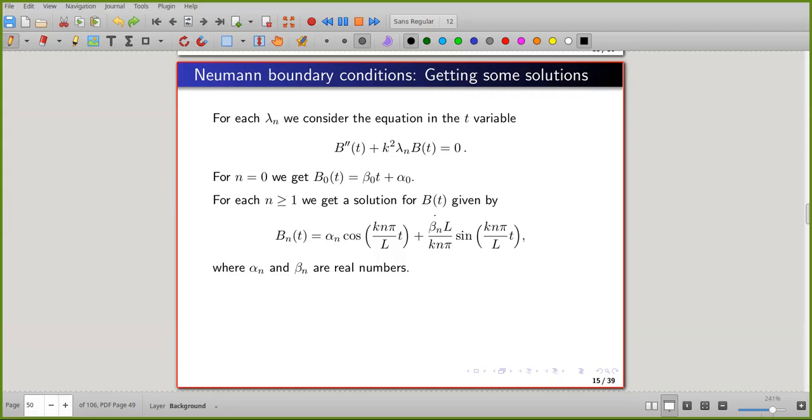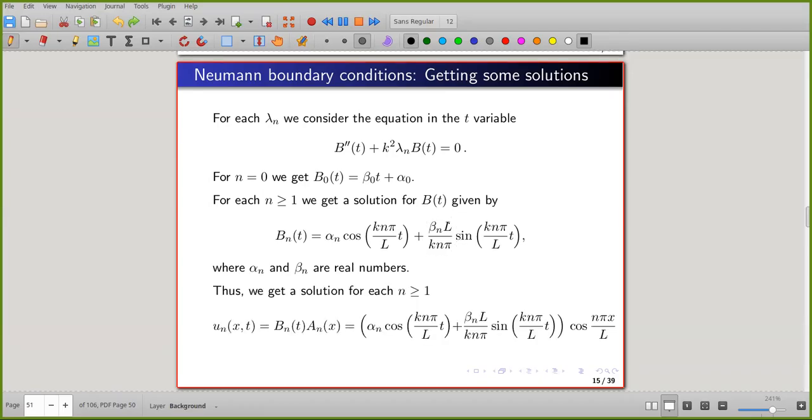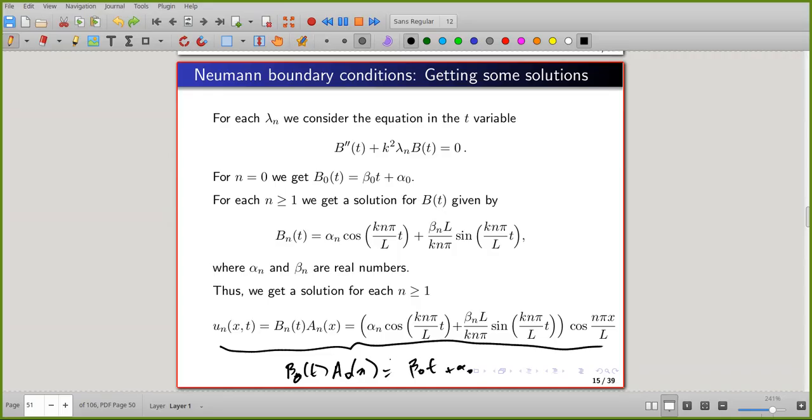We write our beta n's like this. Therefore, for each n greater than or equal to 1, we get a solution of this type. And for n equal to 0, we get A_0 times B_0, which is just going to be equal to beta 0 t plus alpha 0, because A_0(x) is just a constant.